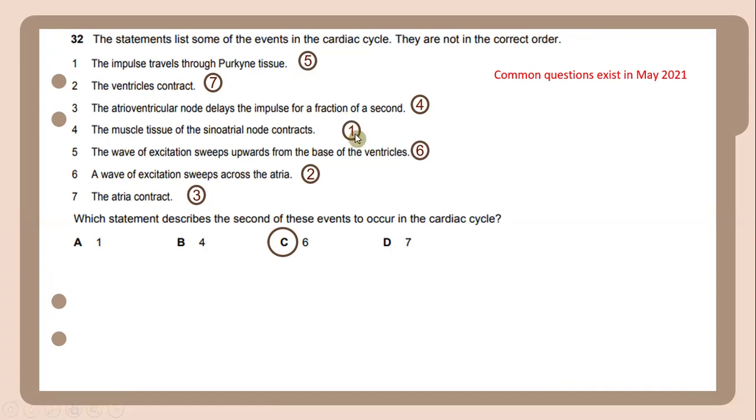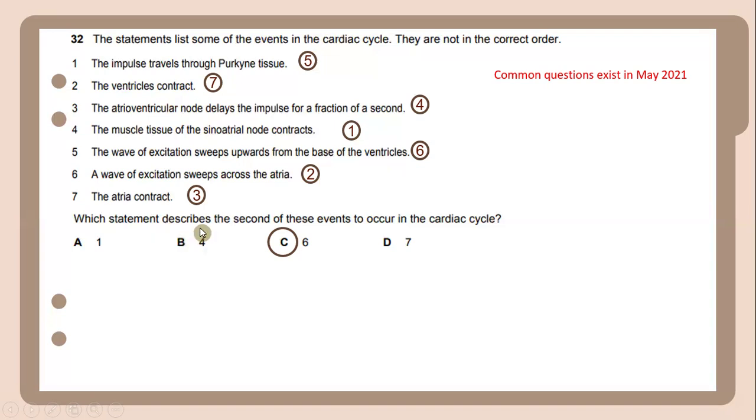First would be the muscle tissue of the sinoatrial node contracts. Number 2 is followed by a wave of excitation sweeping across the atria. Number 3 will be the atria contract. Number 4 will be the atrioventricular node will delay the impulse for a fraction of a second. Number 5 would be the impulse travels through Purkyne tissue. And number 6, the wave of excitation sweeps upwards from the base of the ventricles. And number 7 will be the ventricles contract.